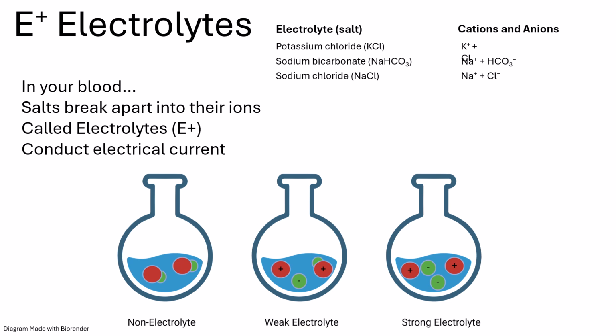Cations and anions in a weak electrolyte also separate, but not all of them. So as you can see in the picture, weak electrolytes don't dissociate completely in your blood. Anything that isn't an electrolyte doesn't dissociate. The molecule in the flask on the left, it could be an alcohol or something, which stays fully intact when you put it into water. It is a non-electrolyte. It does not contribute to the conduction of that electric current.